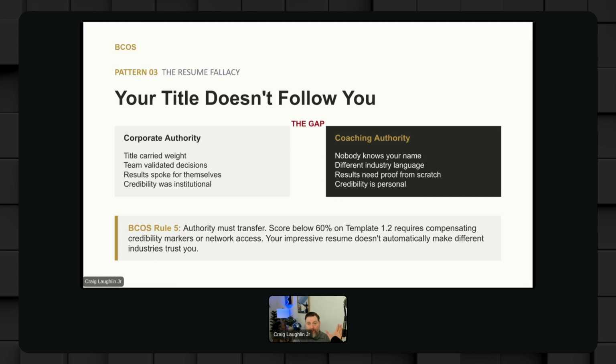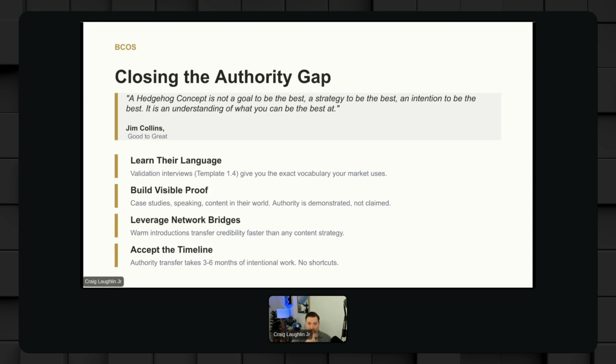And this is why template 1.2, the authority transferability map, exists. It forces you to score your authority transfer honestly. And it's one of the most humbling experiences in the system for experienced professionals. It genuinely is a humbling experience. Jim Collins wrote in Good to Great about the hedgehog concept. It's not a goal to be the best. It's not a strategy to be the best. It's an understanding of what you can be the best at. And that distinction matters here because the authority gap isn't about becoming someone new. It's about understanding where your existing expertise transfers with the most credibility. The gap is closable. You can do it.